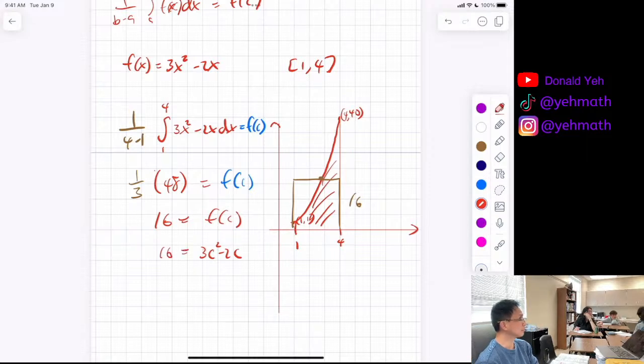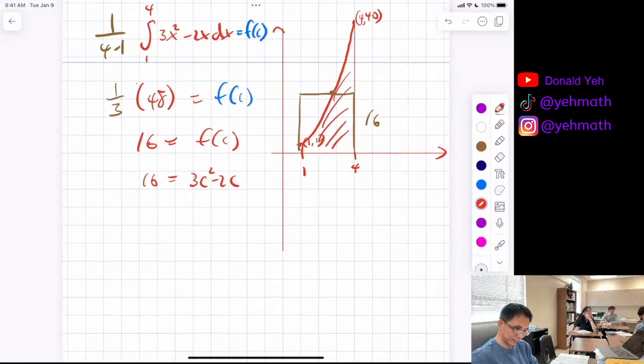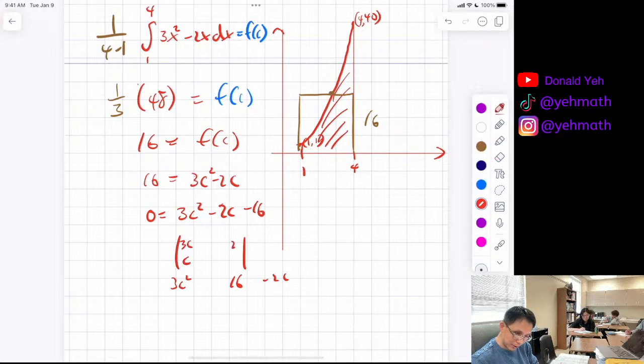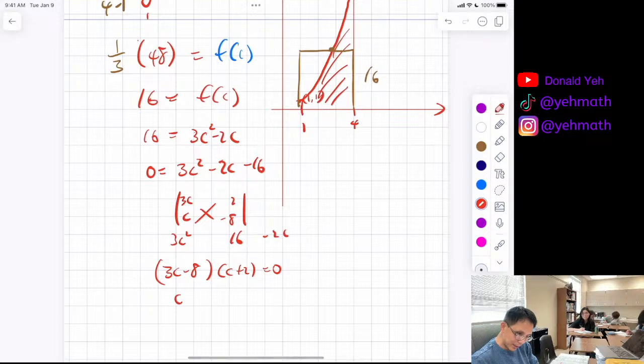How do you solve for c? Quadratic. Do not factor out c. Subtract the 16, and then do the box method. That's good. So that is going to give you 3c squared minus 2c minus 16. And that's going to give you 3c and c, 2 and 8, and a negative here. So it'll be 3c minus 8 times c plus 2. c equal to 8 over 3 is the answer. c equal to negative 2 is not an answer because it's outside the interval.